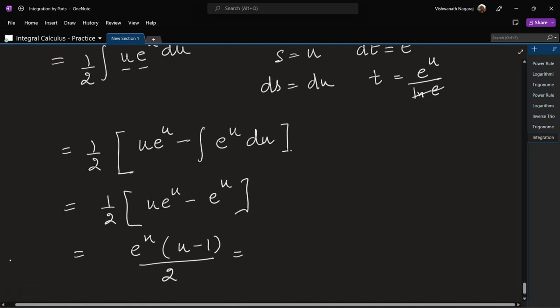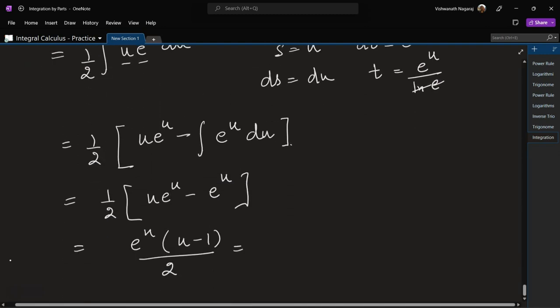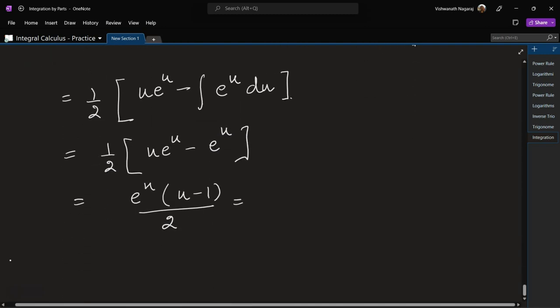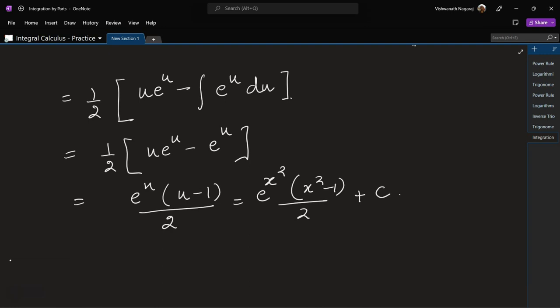Now what is u? U is x square. So e to the power of x square times x square minus 1 by 2 plus c. That would be the integral. 14th one.